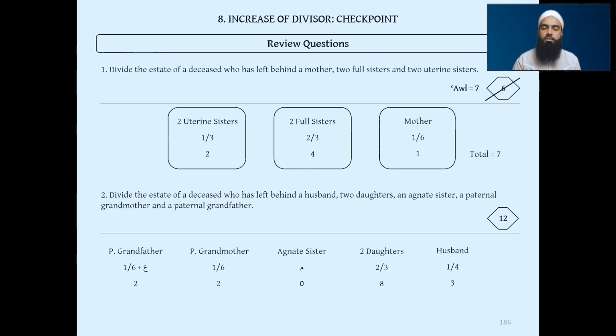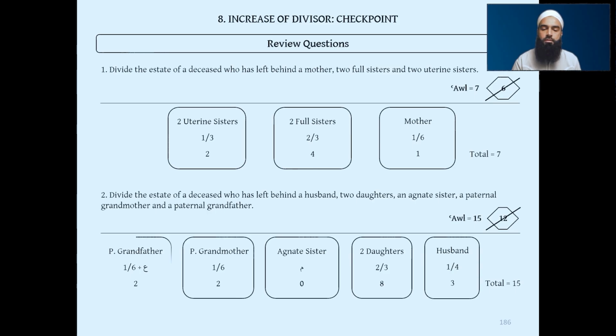So we do 8 plus the 3, which is 11, plus the grandmother's share, which is 13, plus the grandfather's 2, which is 15. So our total is 15, already above. We can't give anything further to the grandfather for his agnatic shareholding. We've got nothing left. And then we have to change the divisor, cross it out, change it to 15, awl. So this is the answer to this one.